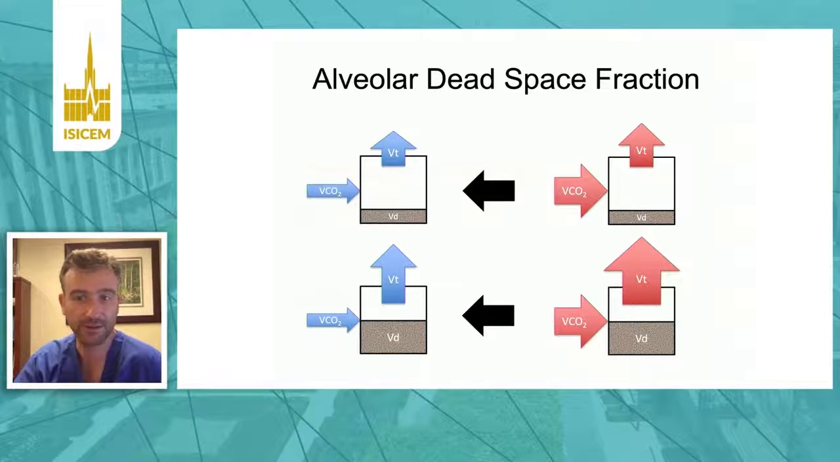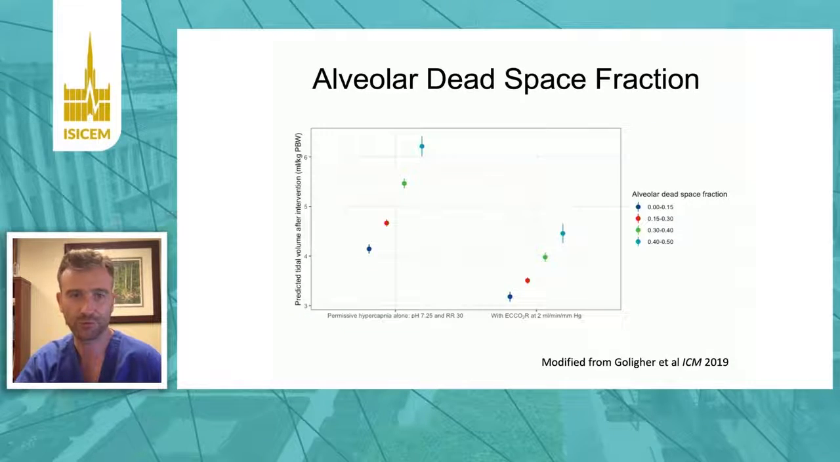And so we can imagine basically doing this backwards. Consequently, when you apply ECOR in the first lung with a low dead space fraction, you have a relatively smaller reduction in tidal volume. And when you apply ECOR in the second lung with a high dead space fraction, you've got a very large reduction in tidal volume from the right to the left. And so this is the way in which alveolar dead space fraction determines the magnitude of reduction in tidal volume you can obtain for a given amount of CO2 removal.